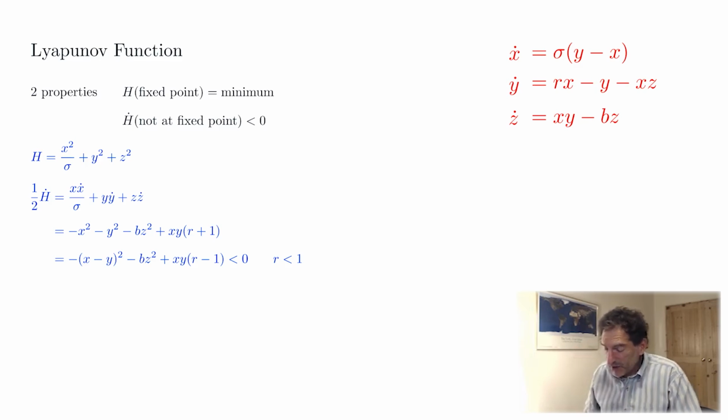So we've successfully constructed this Lyapunov function, which is a minimum at the fixed point. The flow of the Lyapunov function is always negative. So if we start somewhere in the state space, then the Lyapunov function necessarily forces us to end up at the fixed point at the origin. So in fact, the origin is globally stable.